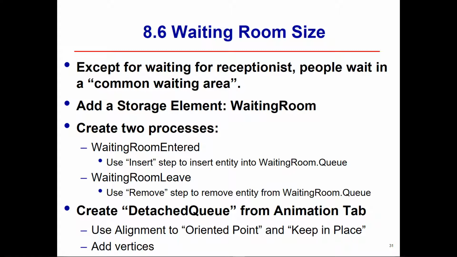So the next step, what we're doing is we're trying to illustrate or animate the waiting room area, where we can see all the customers are waiting. First, we add a so-called storage element called waiting room, and then we create two processes. One is inserting the entity into this waiting room. The other one is remove. In this lecture, we also exercise using a detached queue animation to animate the waiting room area.